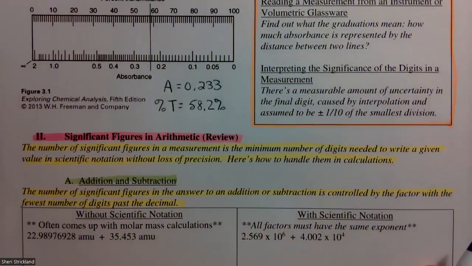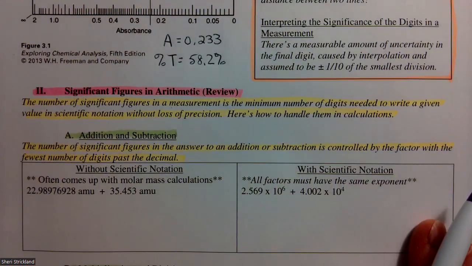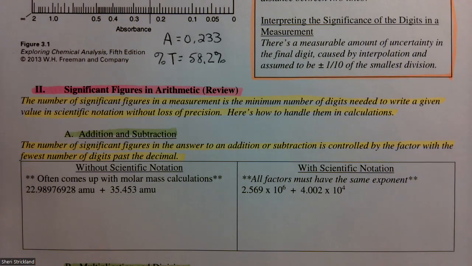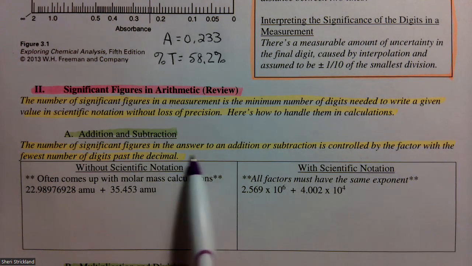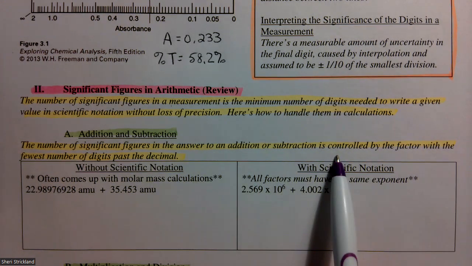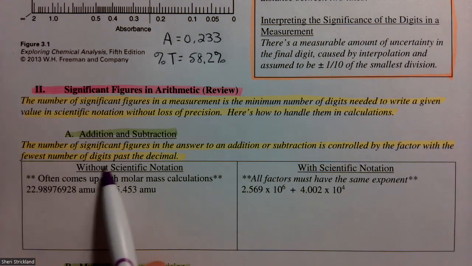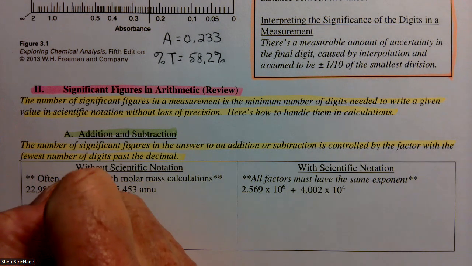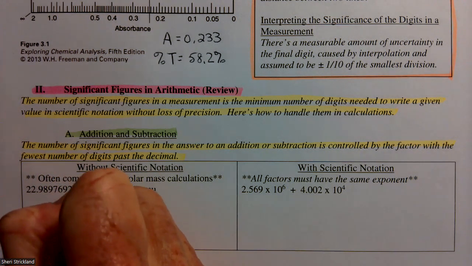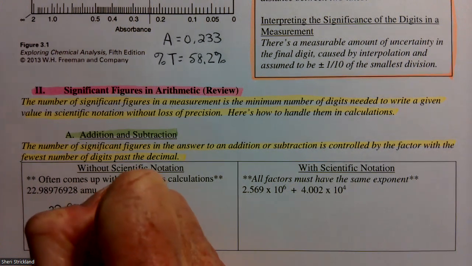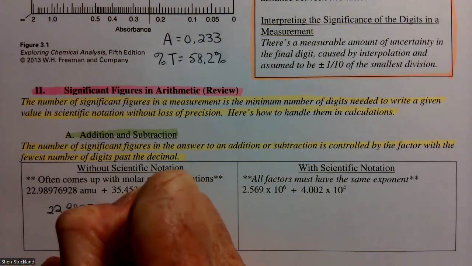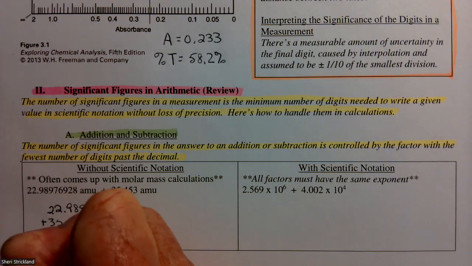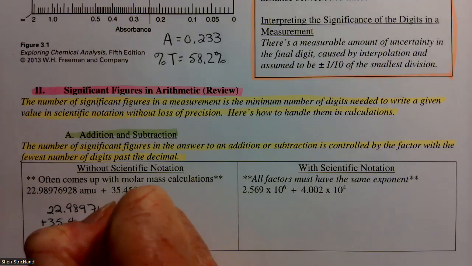So we're going to look at the rule for significant figures in addition and subtraction, and then we'll take a look at it with multiplication and division. Now you know that the number of significant figures in the answer to an addition or subtraction is controlled by the factor that has the fewest number of digits past the decimal. So one thing that's handy is to line them up. So if I took 22.98976.928 and stacked it with 35.7 453.